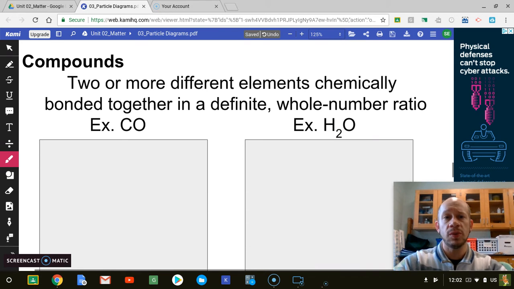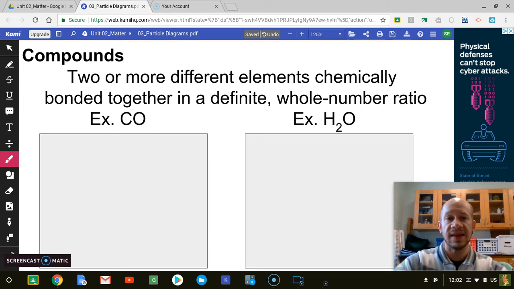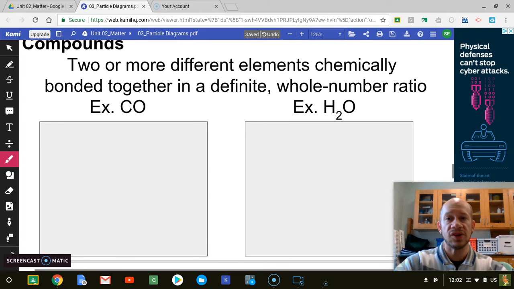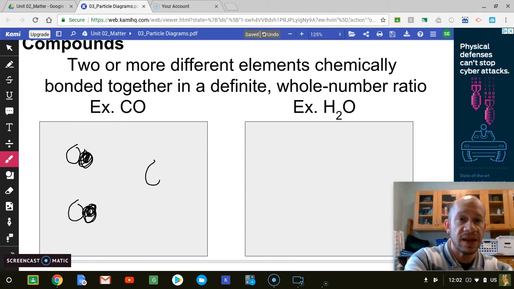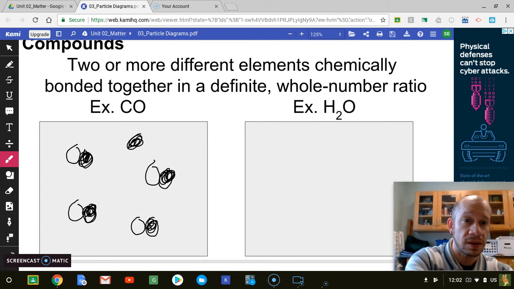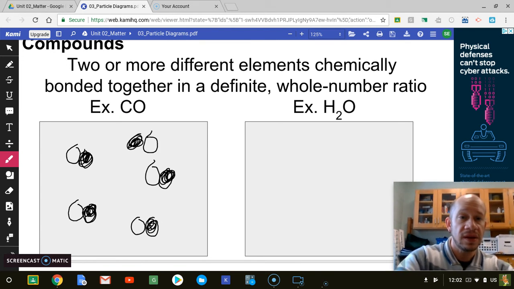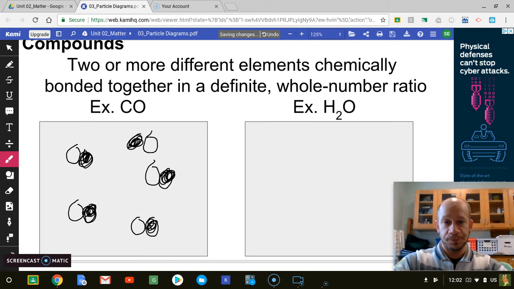Compounds show two or more different elements chemically bonded together in a definite whole number ratio. So if I were to represent carbon as an open circle and oxygen as a closed circle, this would represent carbon monoxide. Two different elements bonded together, and they'll always be in that same 1-to-1 ratio. One carbon, one oxygen. I could also draw carbon and oxygen backwards. That's still the same thing.